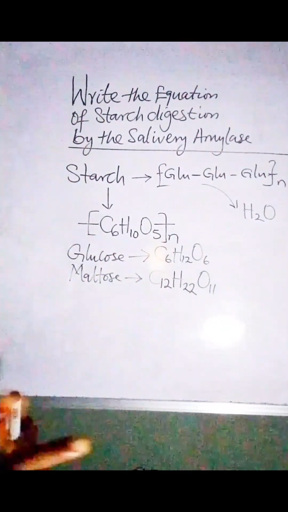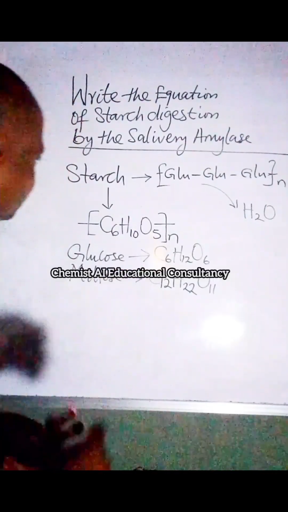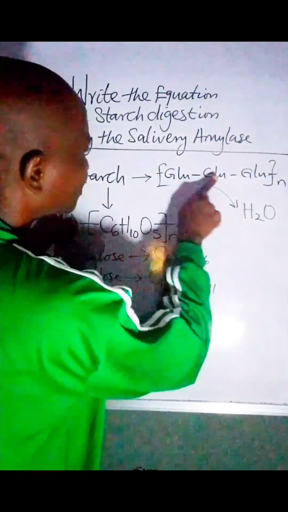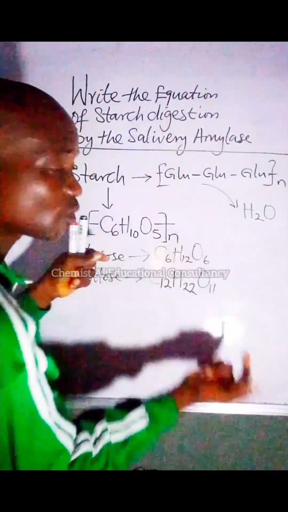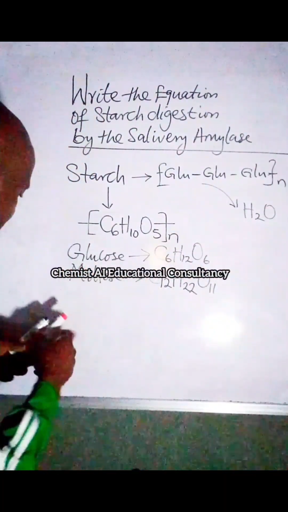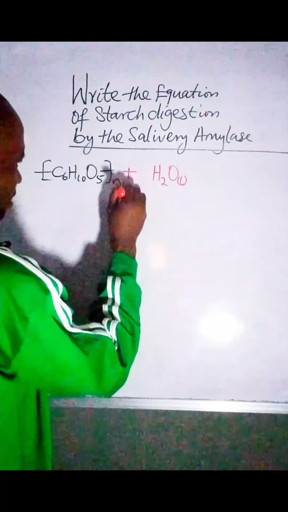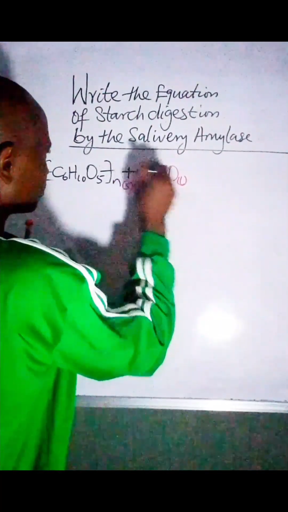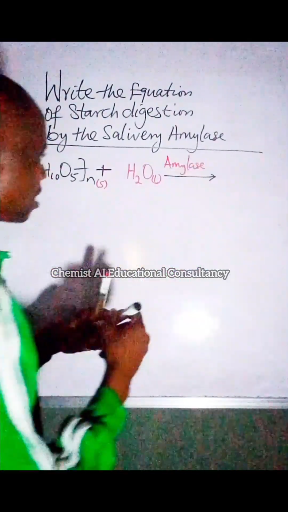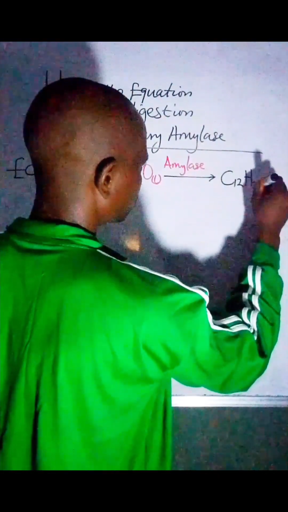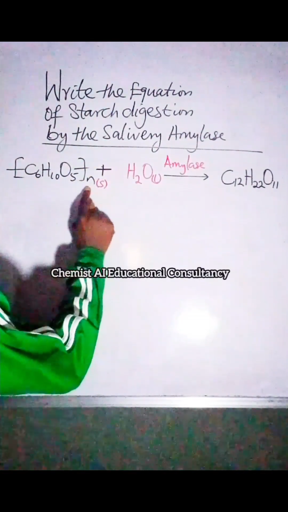Having known this, we can now write the equation of breakdown of starch to maltose. Now, remember, in the process of forming starch, water was lost. So in the process of breaking it in the mouth, water must be added. So in the mouth, we start with starch. Now, water is added. This starch is solid. And in the presence of amylase enzyme, we now have C12H22O11.